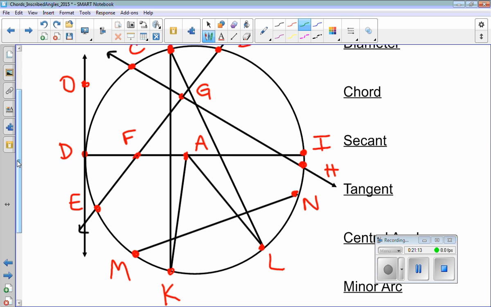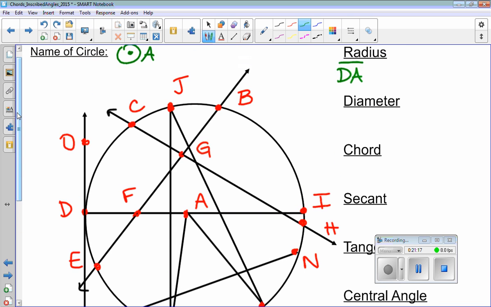Is there another one? I think it's just those four, right? All right. How about a diameter? What'd you get for that one? Daniela, what'd you get? DI, very good. It is segment DI, so make sure that we're using the correct notation.